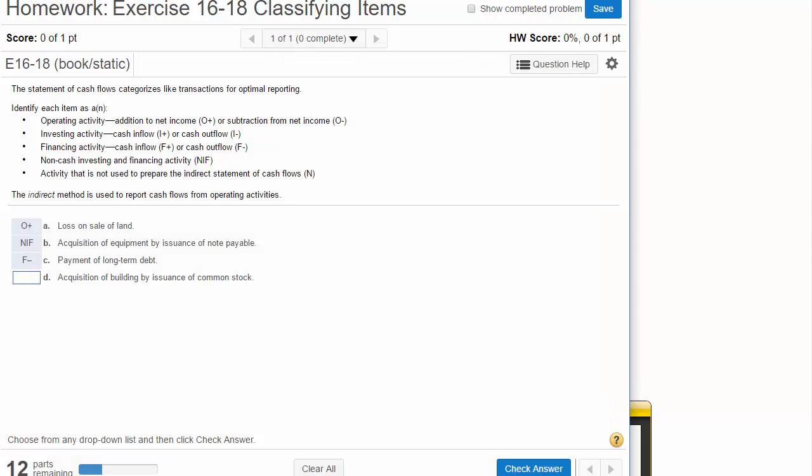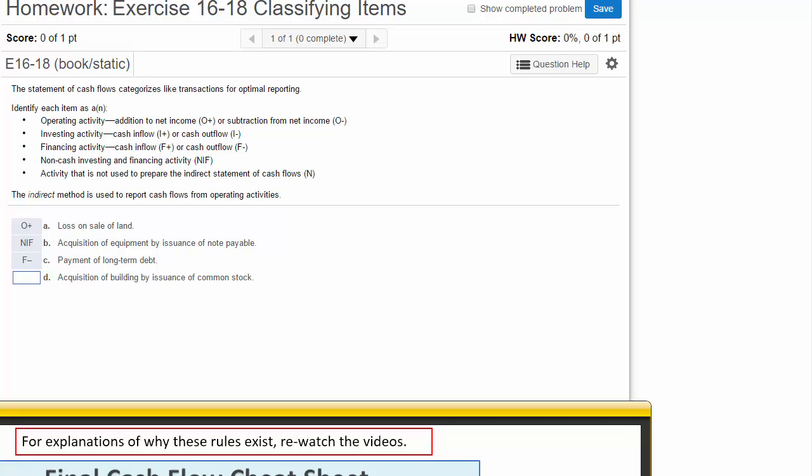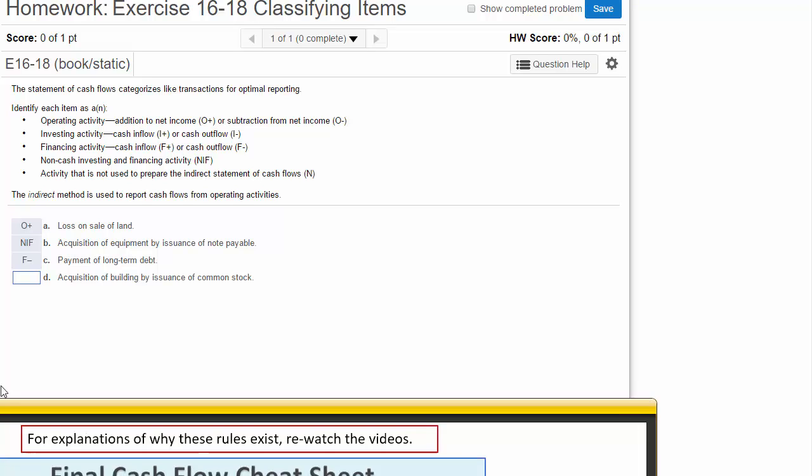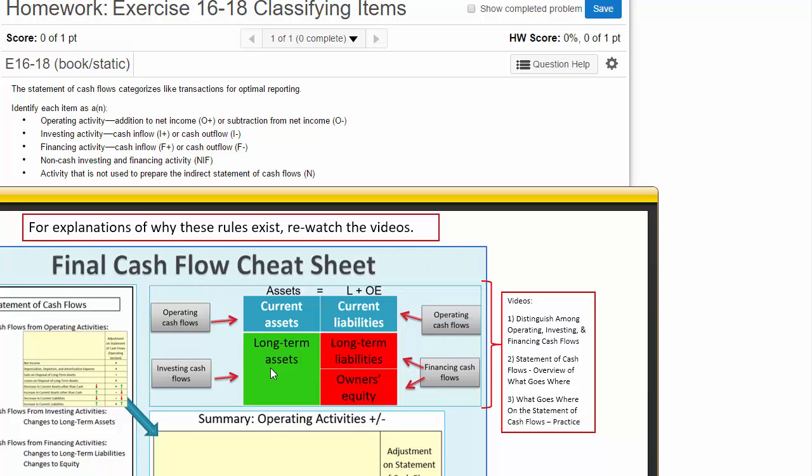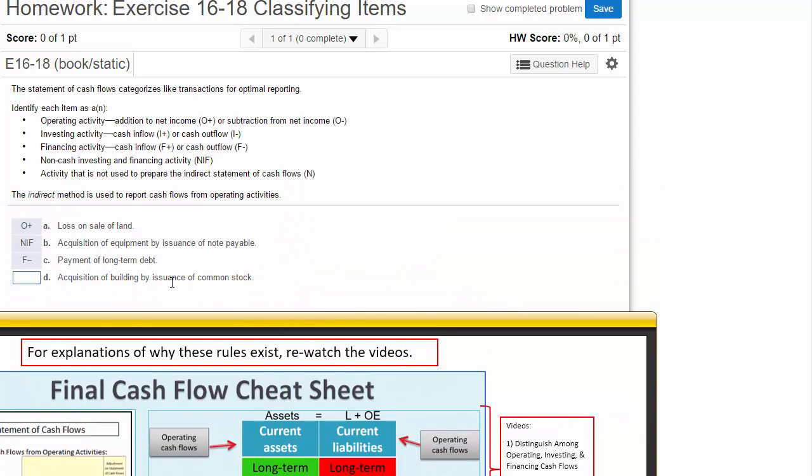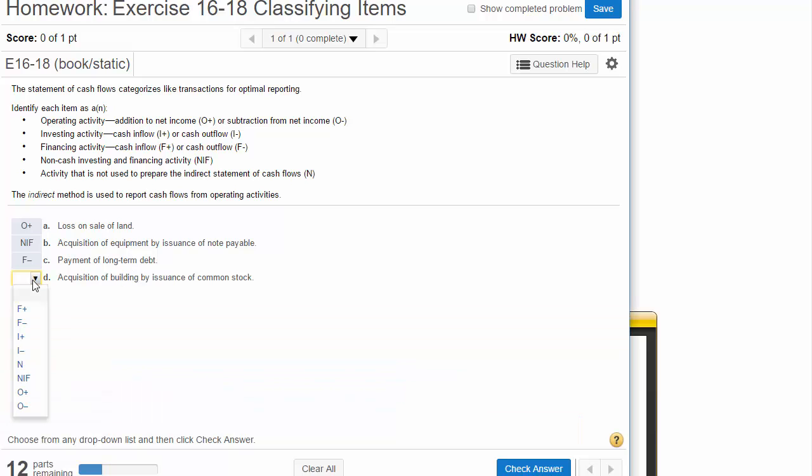Next, acquisition of a building by issuing common stock. We got a long-term asset, so it would normally go in investing, but cash is not involved. We did not give up cash, we issued common stock. So the financing portion is the common stock, and the investing portion is acquiring a building. So that's NIF, non-cash investing and financing.